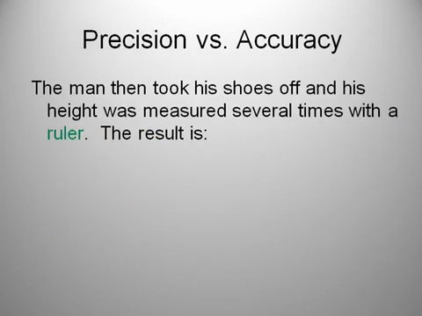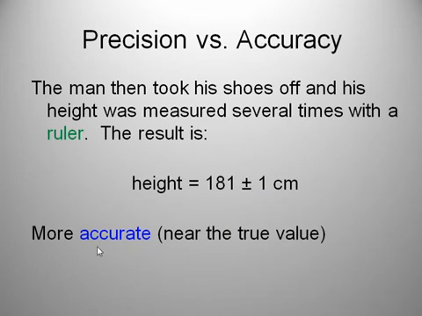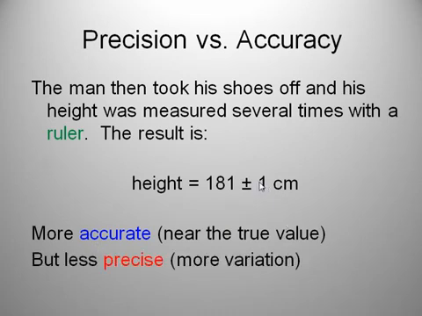So let's do this again. The guy takes his shoes off, and we measure his height, but we're going to measure it with a ruler this time. So the result is 181 centimeters and plus or minus 1 centimeter now. So it's more accurate, that is, it's more near the true value, but it's less precise, because we used an instrument that has less precision.